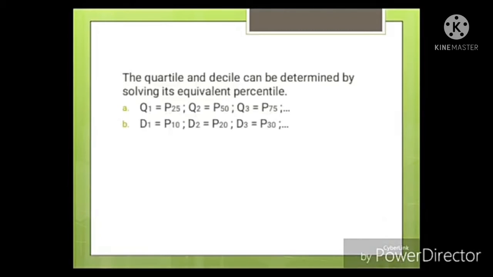The quartile and decile can be determined by solving its equivalent percentile. For example, Q1 is equal to P25, Q2 is equal to P50, Q3 is equal to P75, and so on. On the other hand, D1 is equal to P10, D2 is equal to P20, D3 is equal to P30, and so on. Given a dataset, the median is equal to P50 equals Q2 equals D5.